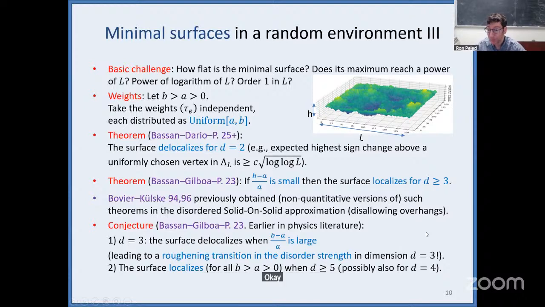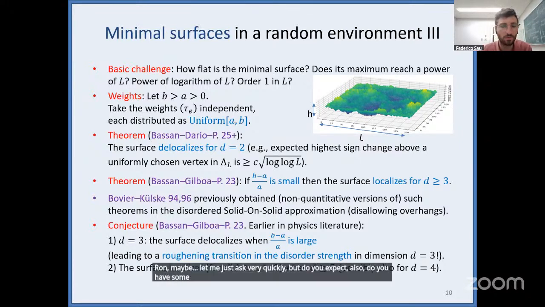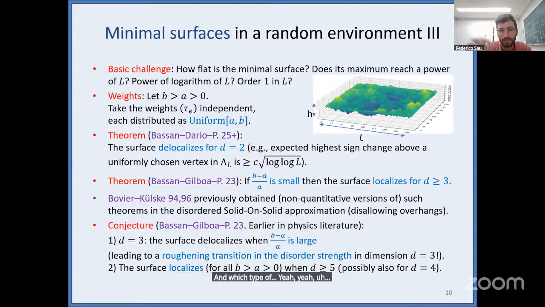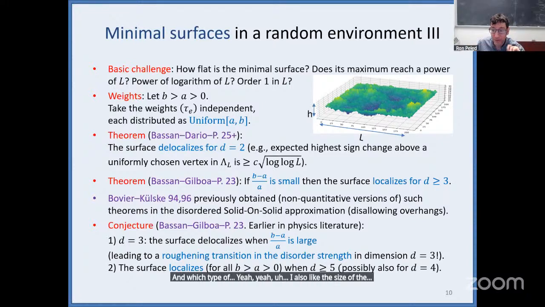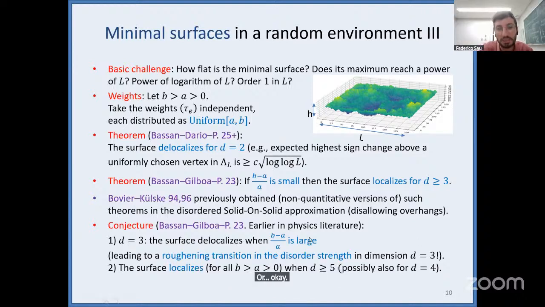Okay. Ron, yeah, Federico. Maybe let me just ask very quickly, do you have some guess from numerical simulations at least what the transition should be in dimension 3? You mean which value of B minus A over A? Is that what you're saying? Yeah, yeah. And also the size of the localization, the height of the minimal surface when it is delocalized, you mean? Or both.